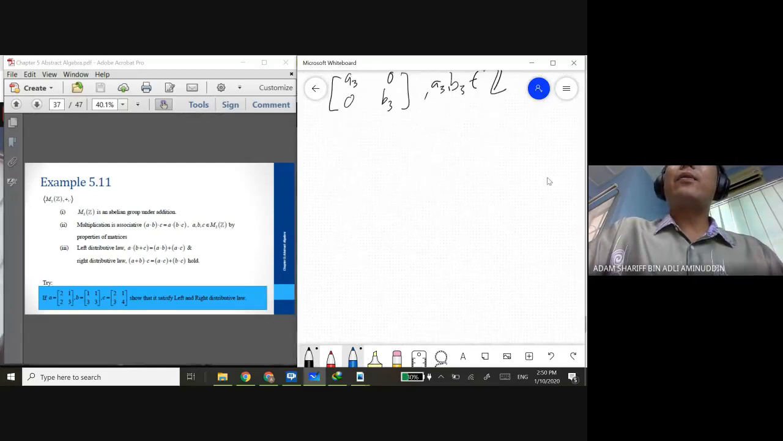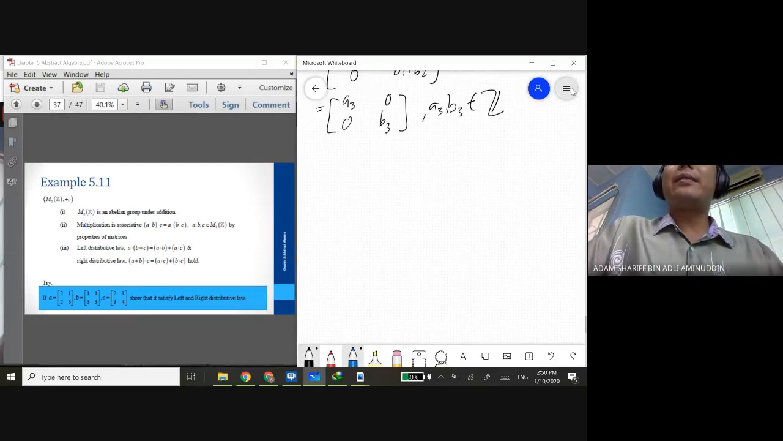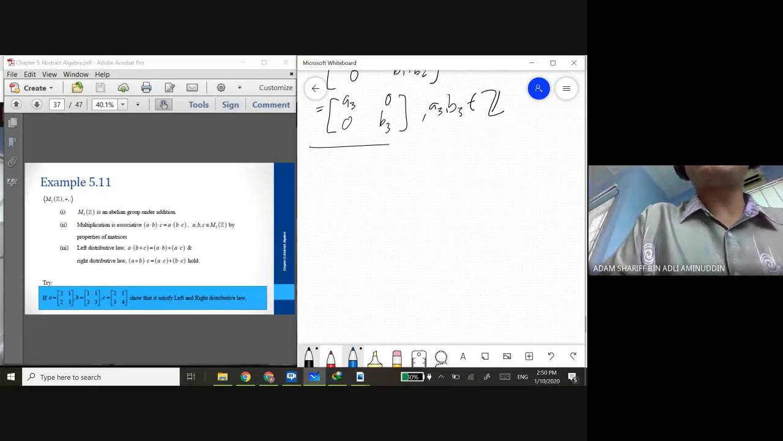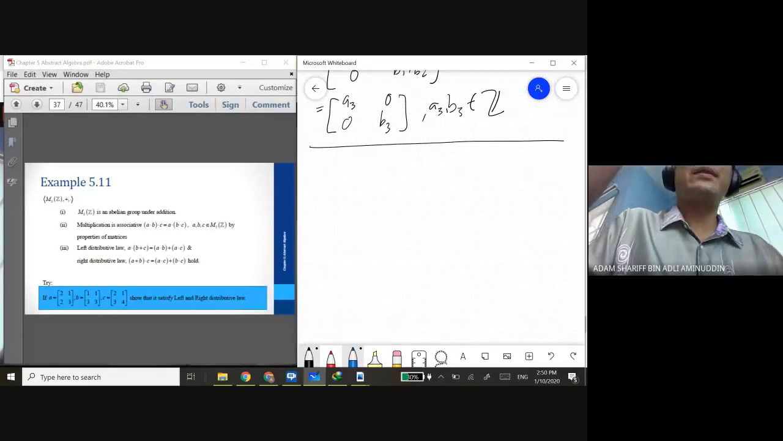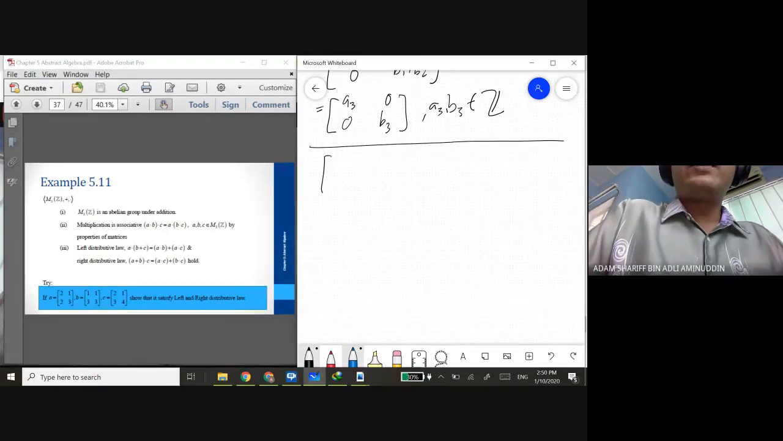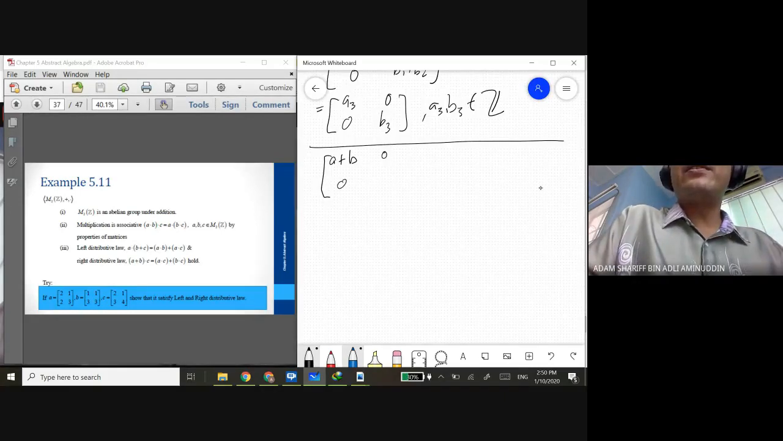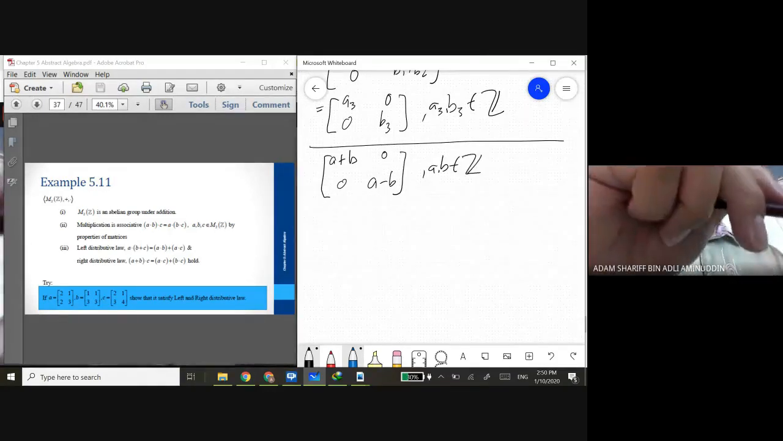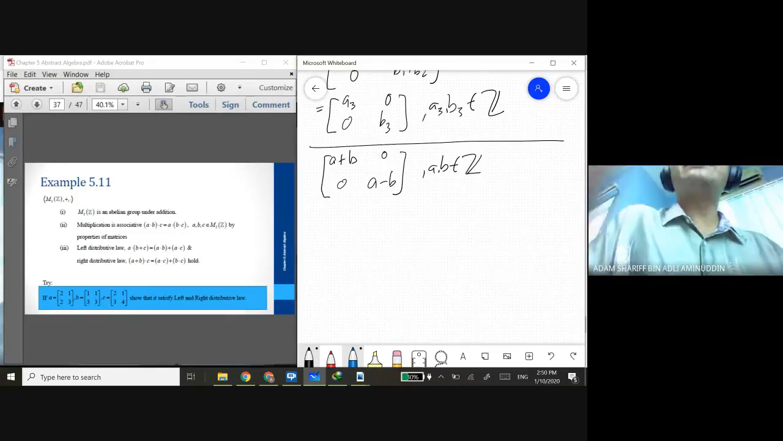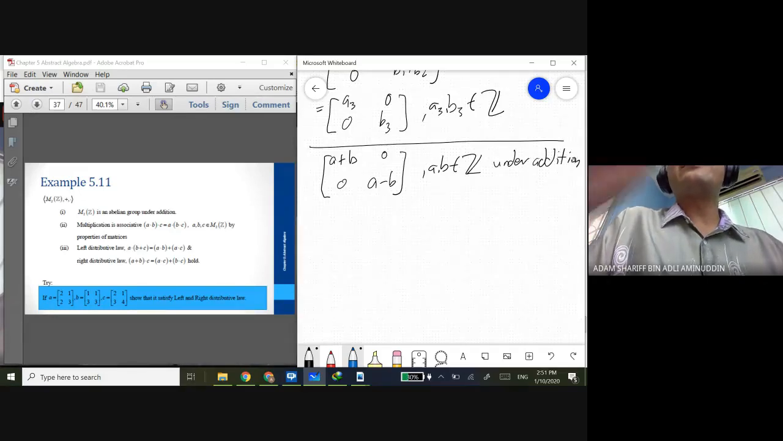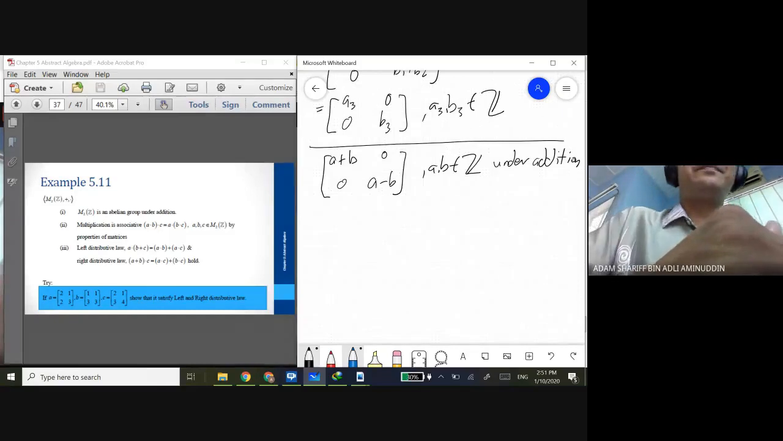And comes the question from your friend. Your friend's question is in the previous final exam, I suppose. You get this kind of A plus B, 0, 0, A minus B. And of course, this A, B is an integer. The operation involved is plus. Soalan dia under addition. How do you add the matrix?